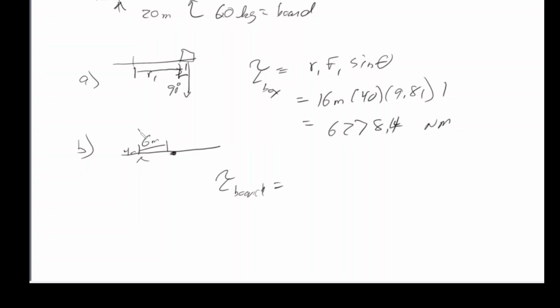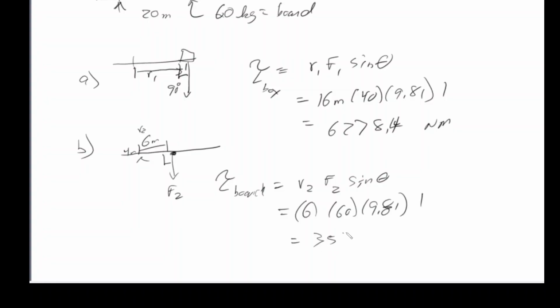is equal to R2 times F2, and we'll call that F2, times sine theta. So that's equal to 6. And again, the force of the board is its mass times g, times sine 90 again, which is 1, and that comes out to be 3531.6 Newton meters. And those are your answers.